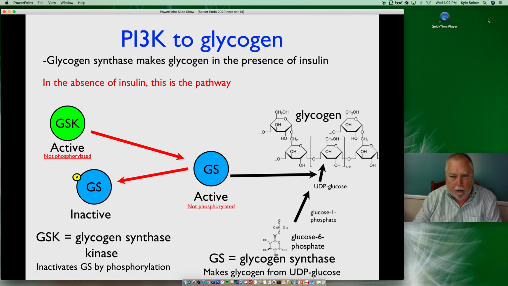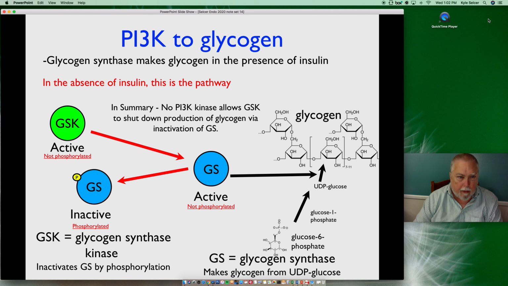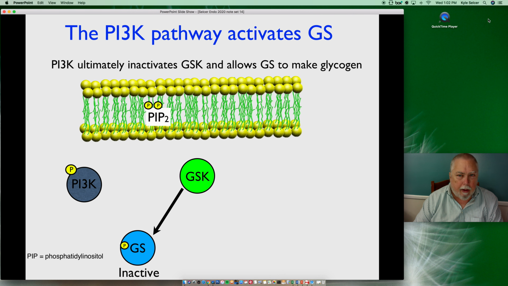So your liver doesn't make glycogen unless it has some insulin. Okay, so no PI3 kinase. This is mediated by PI3 kinase. So that's what the insulin's doing. It's turning on PI3 kinase. It's activating GSK. Then GS is inactivated by phosphorylation. Therefore, no glycogen. Now, the PI3 pathway activates GS.